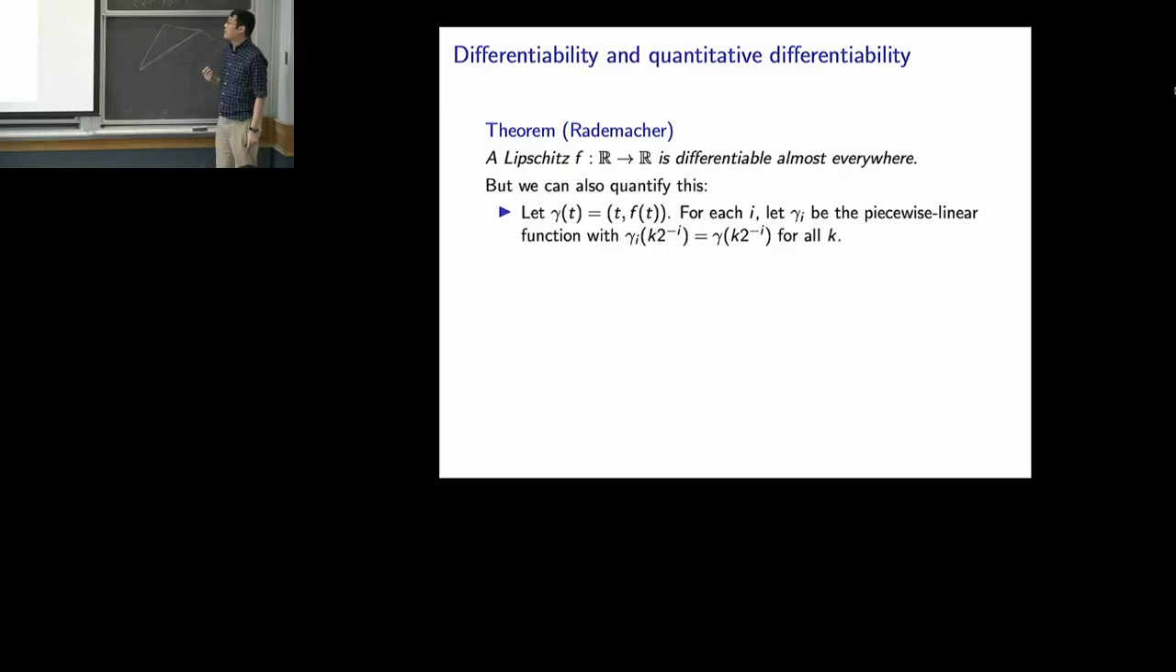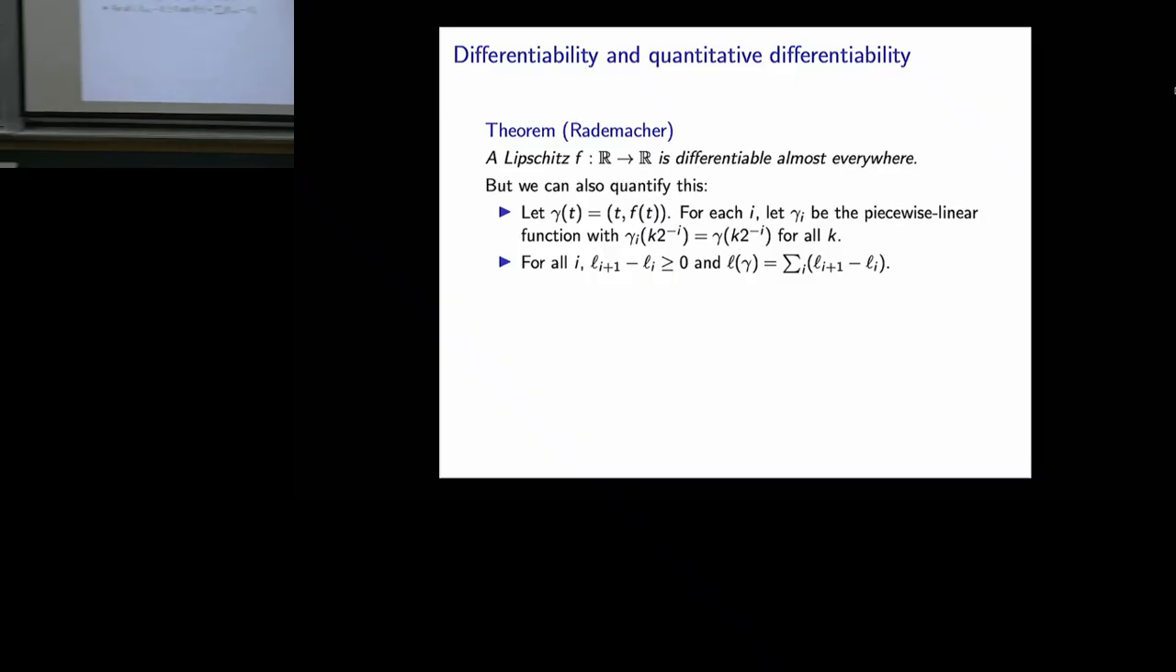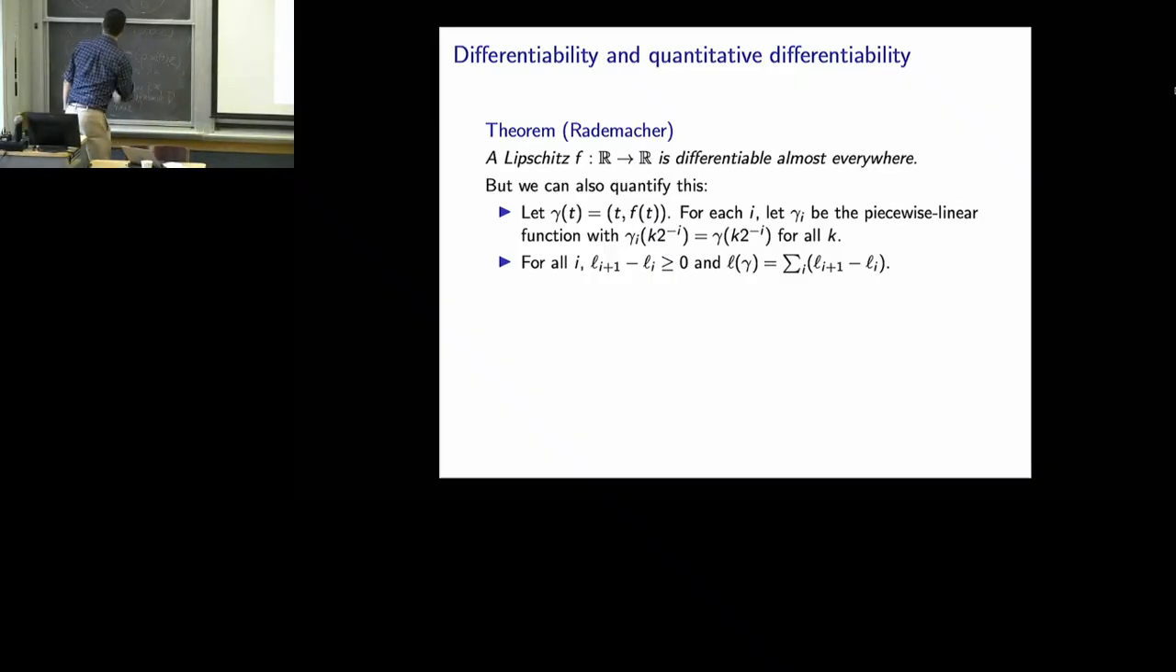Gamma sub I is the ith approximation, and L sub I is the length of gamma sub I. Because every time we subdivide, it increases the length, we know that the difference in length, L sub I plus 1 minus L sub I, is always going to be greater than or equal to 0. And as I goes to infinity, the L sub I should converge to the total length of gamma. And so we should be able to write the length of gamma as a sum of these differences, L sub I plus 1 minus L sub I.